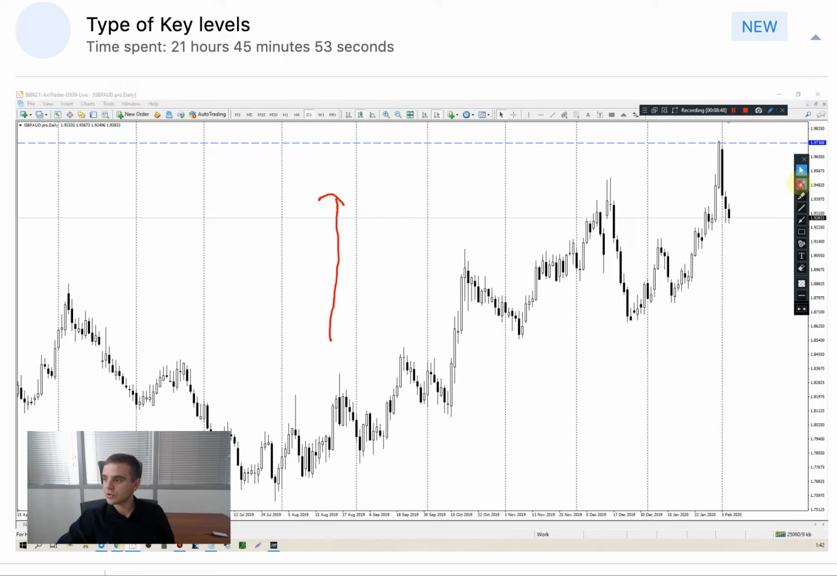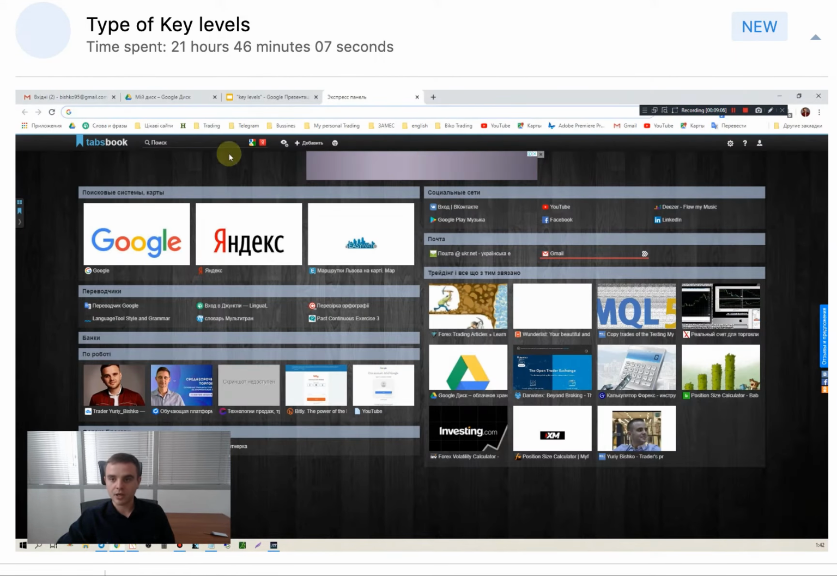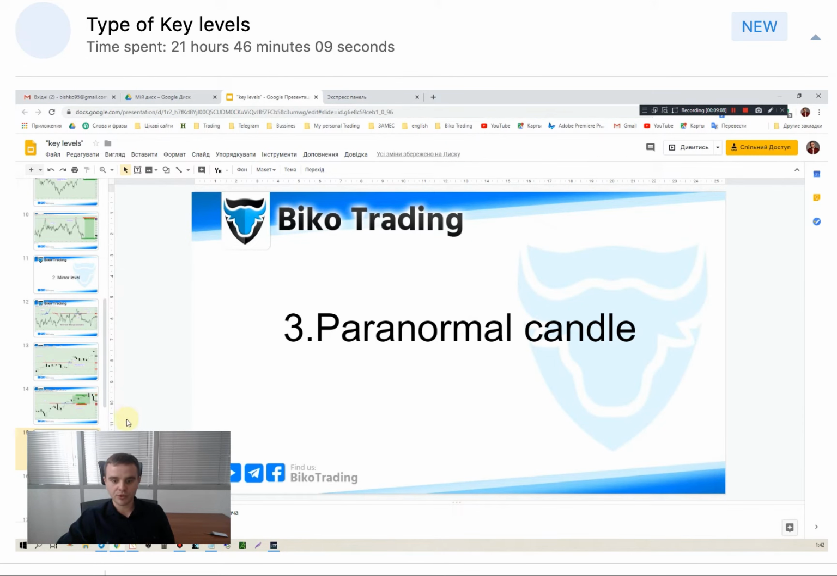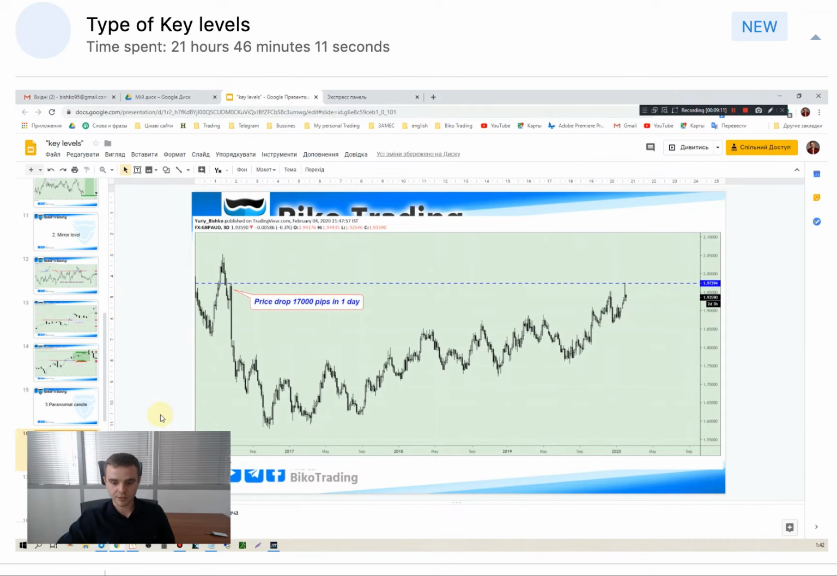And take a look here at the reaction on that level. See how price approached the paranormal candle and made a deep pullback. At this moment price has already dropped 450 pips with a risk of 30 pips. You could take 1 to 15 risk reward. In our course we will always hunt for huge risk reward and huge examples.